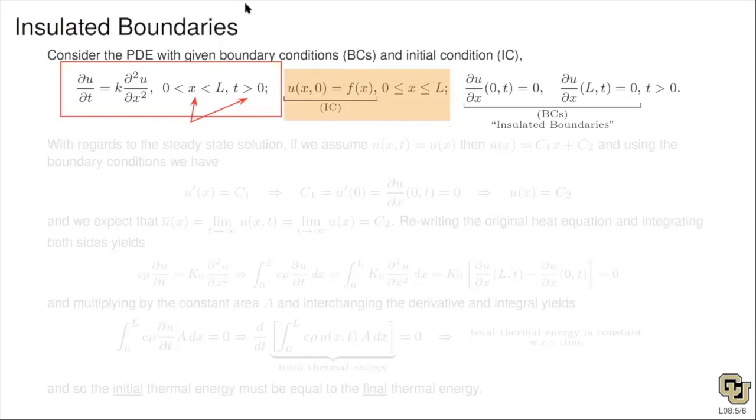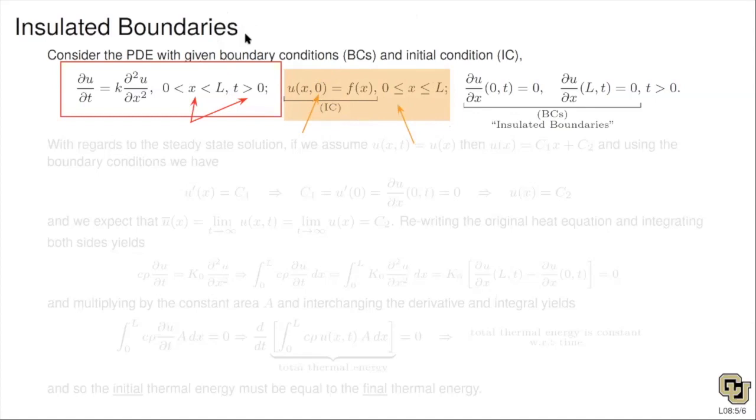So this is information at t equal to 0. That part's important. That's why we call it an initial condition. It's information where the time variable has been replaced with a constant. And we've got the initial information.